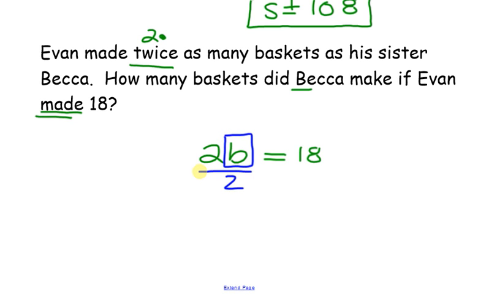I'm going to divide by 2. Whatever I do to one side, I have to do to the other. The 2's cancel, and I'm left with B equals 9. So Becca made 9 baskets. And if you think about it, if Evan made twice as many as her, well, what's 2 times 9? It's 18.